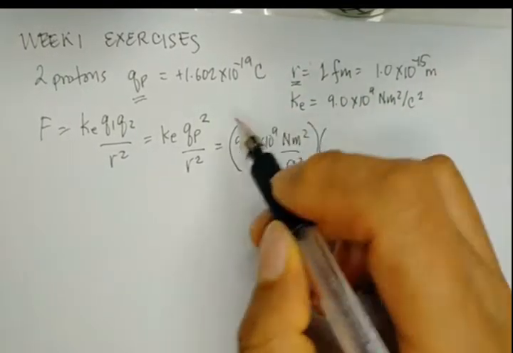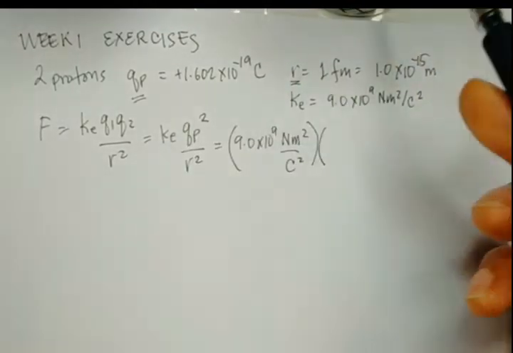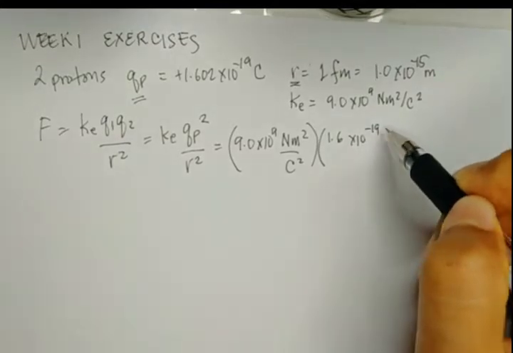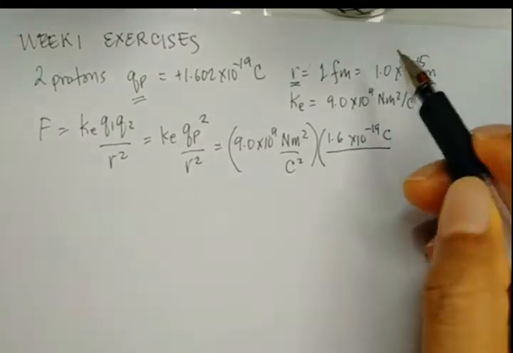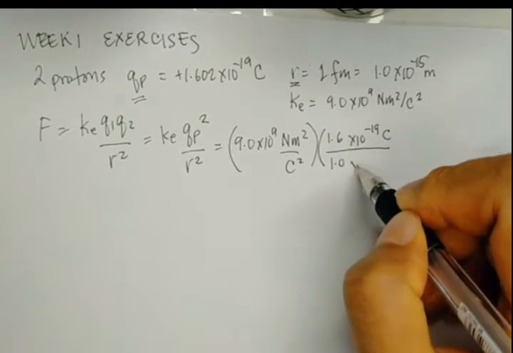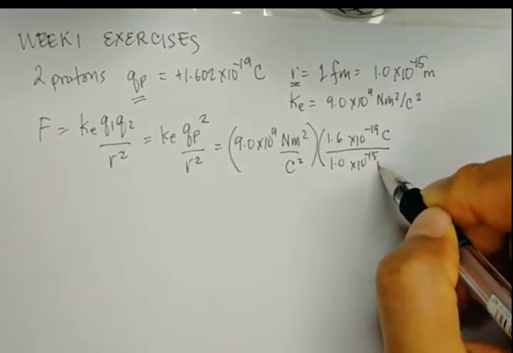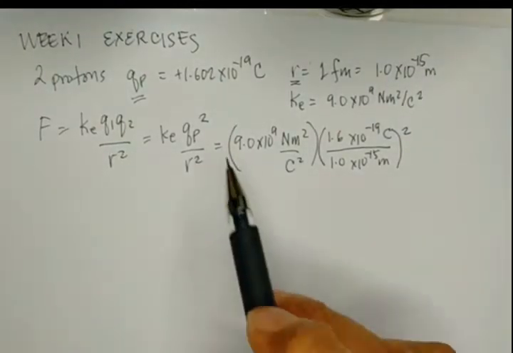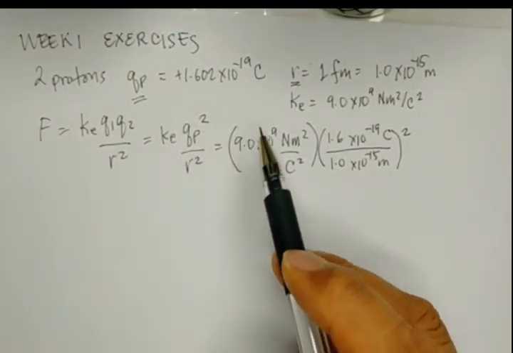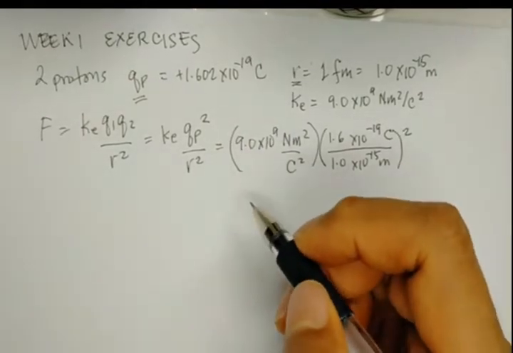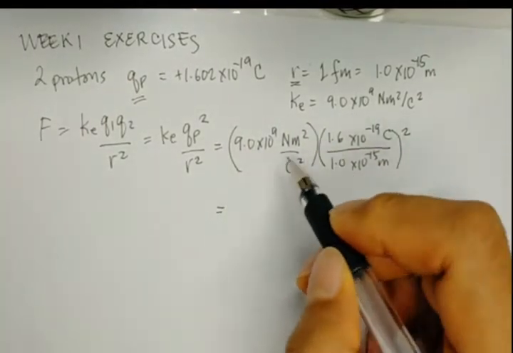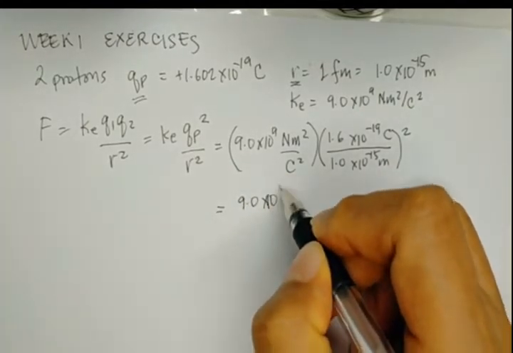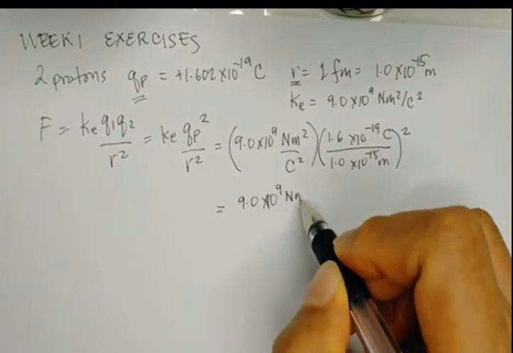times Q sub P. Ito yung Q sub P. So we write that at 1.6 times 10 to the negative 19 Coulomb divided by yung R, which is 1.0 times 10 to the negative 15 meters. Parehan lang natin silang i-square, pero pareho lang naman din yan. So, Q over R squared or Q squared over R squared gives you the same answer. So, we just bring down this one, 9.0 times 10 to the 9. The units, no, I don't.